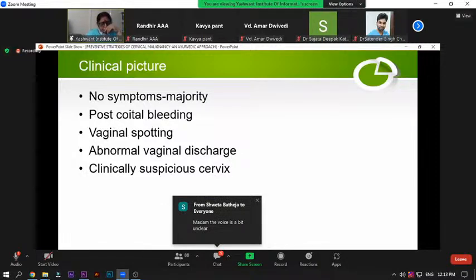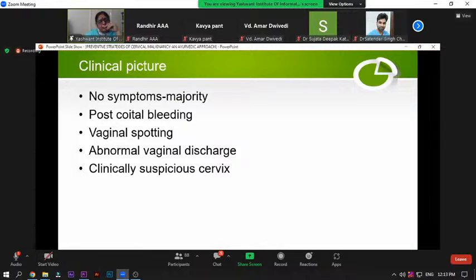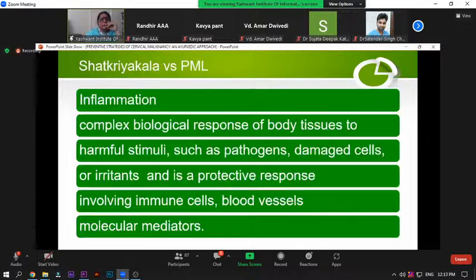So, this type of condition you can see in these pre-malignant lesions. Particularly the clinical picture: in 99% of cases in the initial CIN1 stage, no symptoms are seen. But sometimes the patient may present with postcoital bleeding. You can consider it as Anruta Artava, vaginal spotting, intermenstrual bleeding, that is also the same condition. Abnormal vaginal discharge, that is Shveta, Neela, Pita Shravas mentioned in Ayurveda, and clinically suspicious cervix on examination. So these are the clinical pictures of pre-malignant lesions.